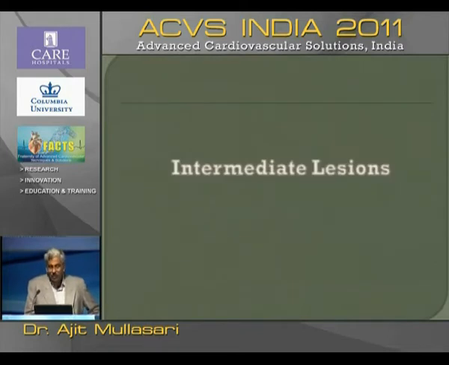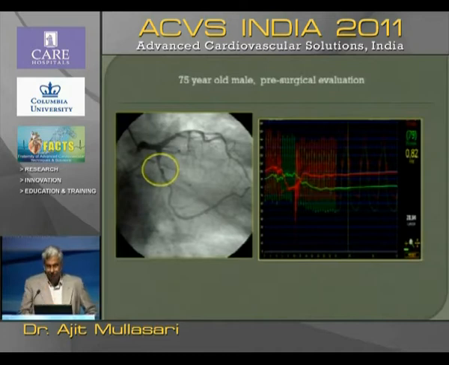So the important issue today to look at is intermediate lesions. Here is a 75-year-old gentleman undergoing a pre-surgical evaluation for a non-cardiac surgery. The lesion on an angiogram looks significant in the circumflex, but you look at the FFR, it's 0.82. You can safely send the patient for his surgery.